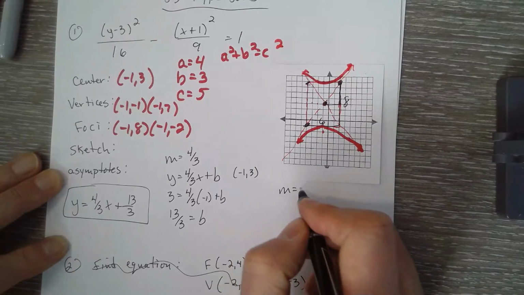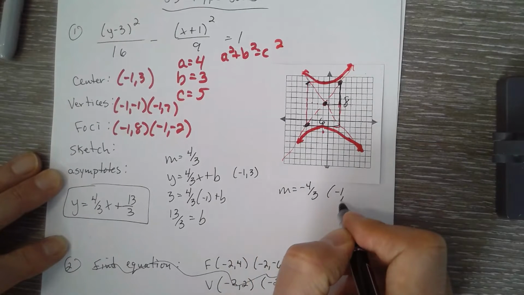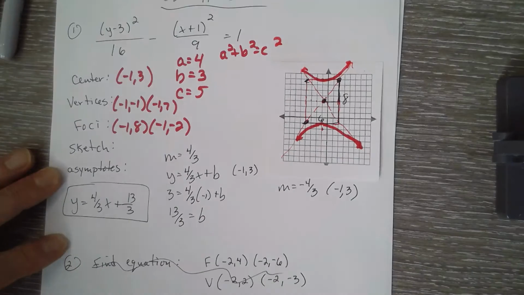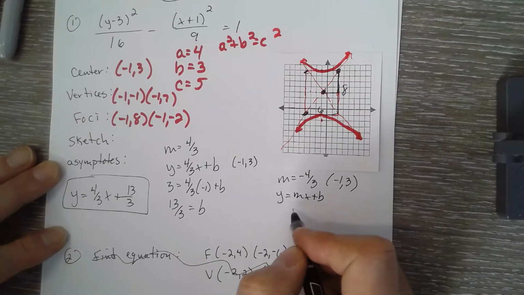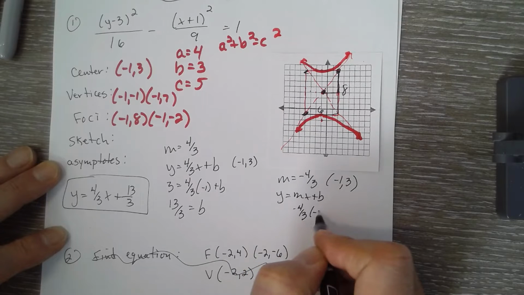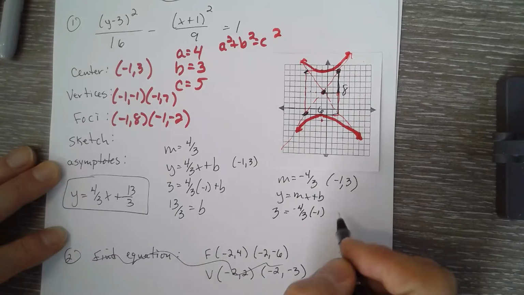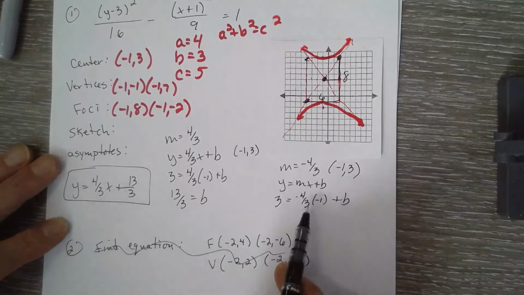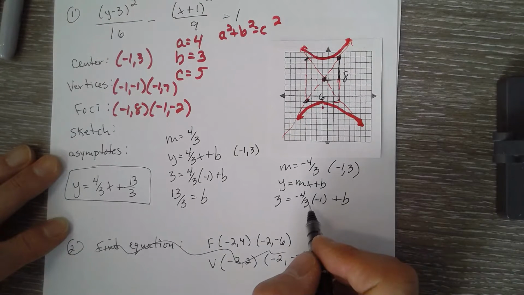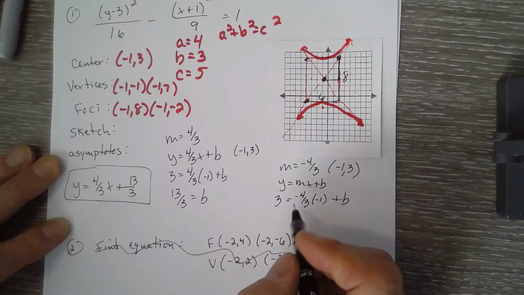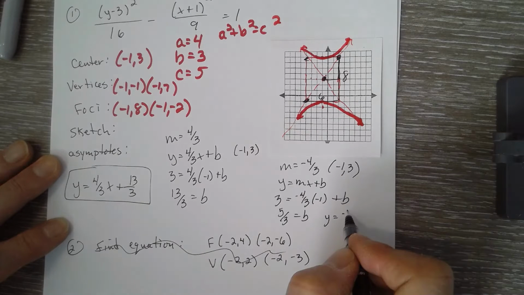So negative 4/3, and we'll use negative 1 comma 3. Y equals mx plus b. My m is negative 4/3, my x is negative 1, my y is 3. Solve for b. Let's see, I could add 4/3, 9/3 plus 4/3. Oh, we're subtracting 4/3. 9/3 minus 4/3 is 5/3. So y equals negative 4/3 x plus 5/3.